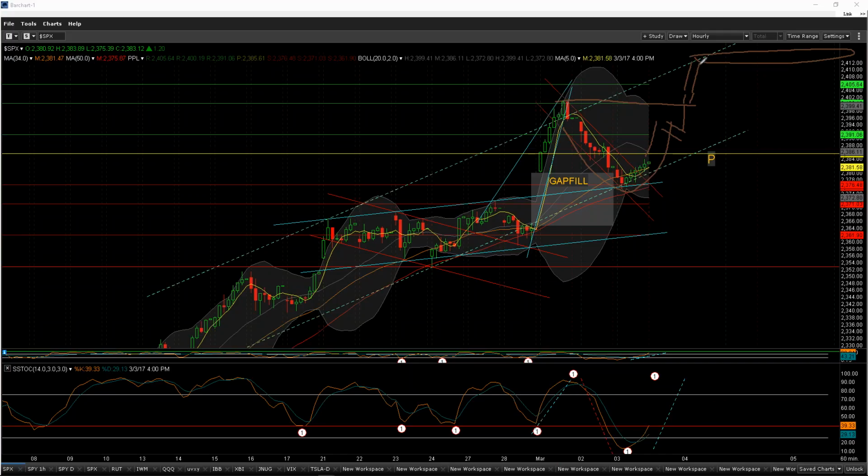Because once we get here, like I explained earlier, you're going to see a reset. That reset could bring us down to 2390 again. It could bring us down. Remember, this pivot was Friday. It will be readjusted tomorrow morning. So it'll probably be up here, or it could be down here.